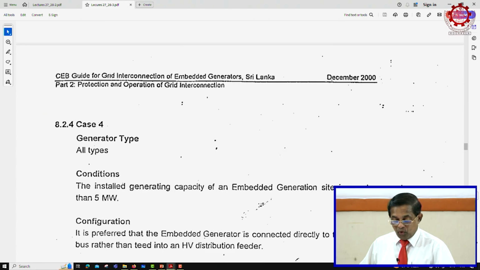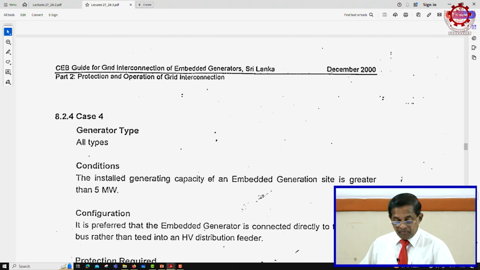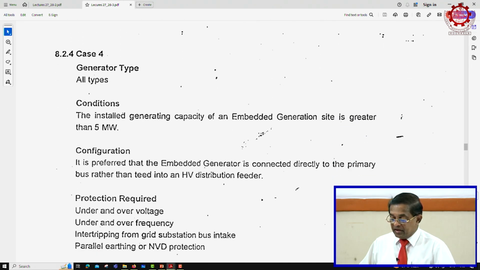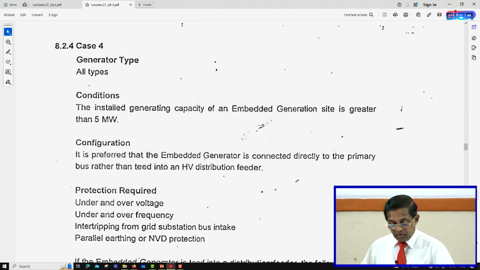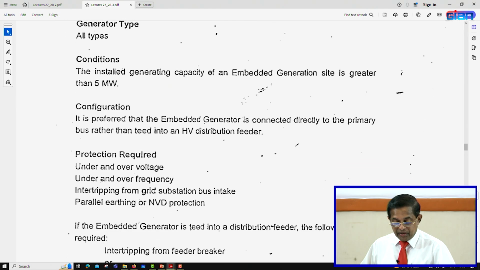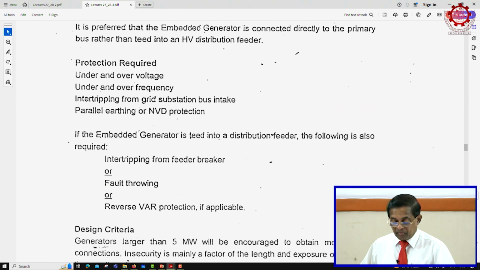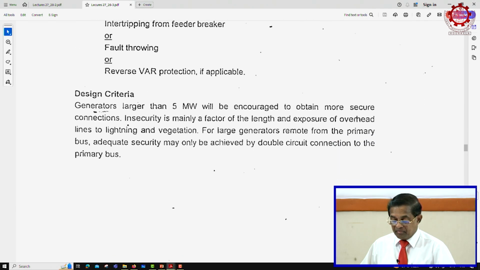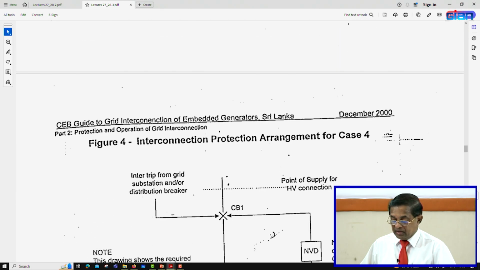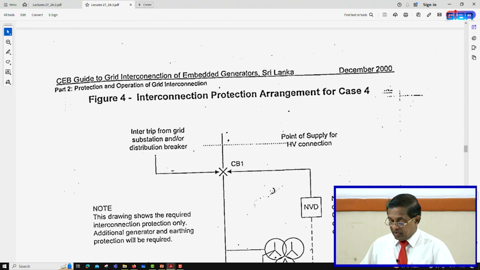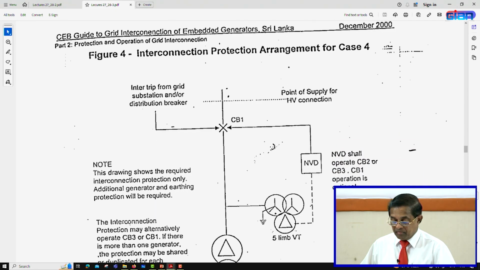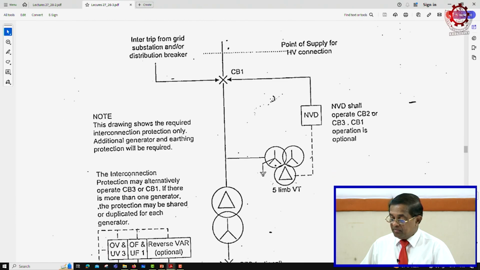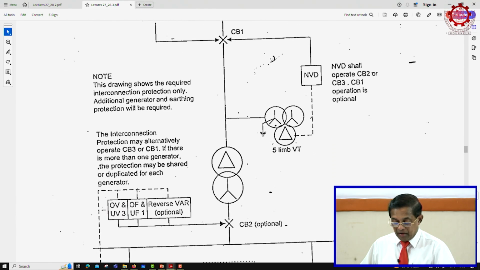Case 4, all types of generators. The installed generating capacity of the embedded generator site is greater than 5 megawatt. So, this is more than 5 megawatt capacity. Then the protection required. Design criteria, and this is the typical interconnection protection arrangement for a plant more than 5 megawatt in capacity.